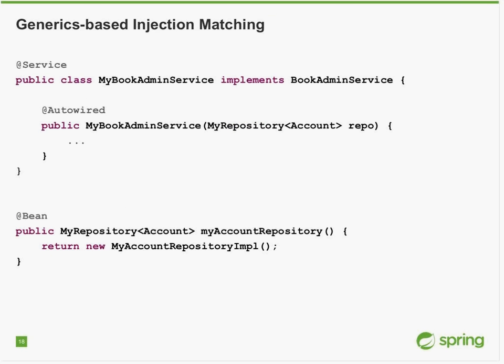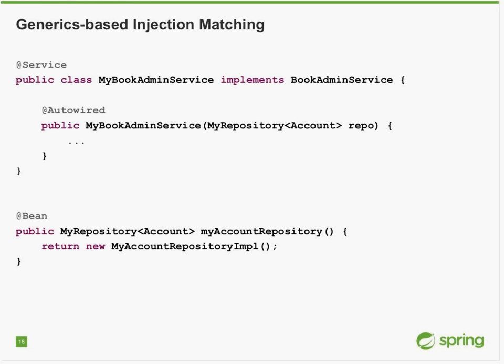Let's revisit another part of our model, which is the matching between injection points and definition points. What we see above is our myBookAdmin service. In this version here, it takes a myRepository generically declared for Account. Let's assume myRepository is an interface and has a type variable for the entity type that it manages. This became pretty common over the years. So we're seeing that quite often lately. Our own Spring Data sister project has a repository model very much like that.